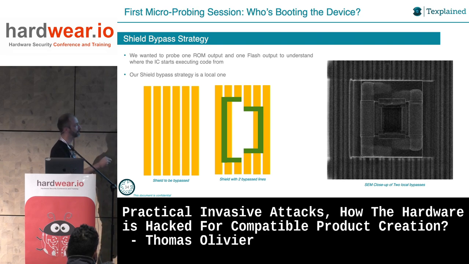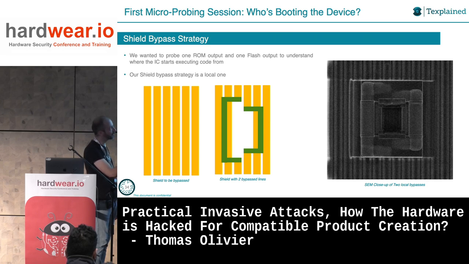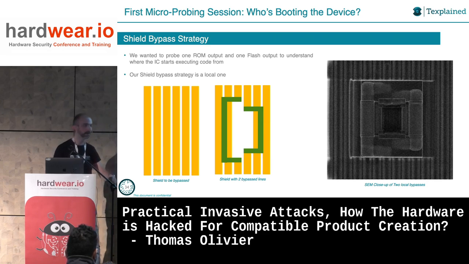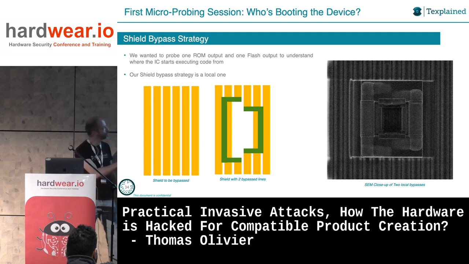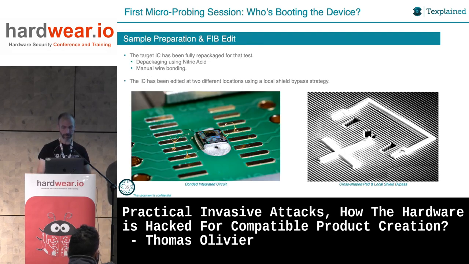So if you have a shield, let's say this is all the lines of the shield, and if you cut one, the chip is dead. With the FIB, you can reroute the tracks, so now you have an empty space in the shield where you can access the signals that are underneath. It looks like this with the FIB. So it's a local bypass edit, and now all of this area is where you can just continue to etch to reach tracks of interest, which I think is what we did.